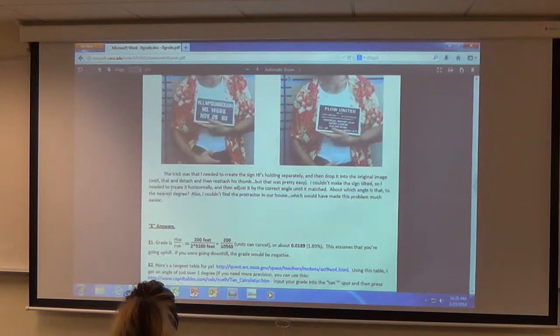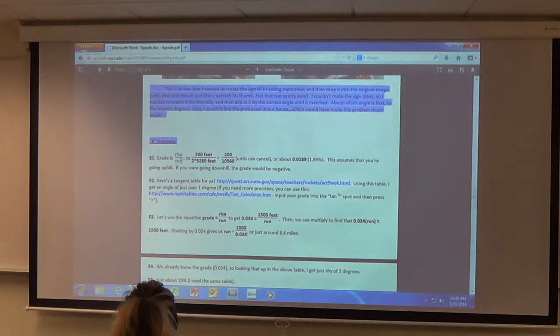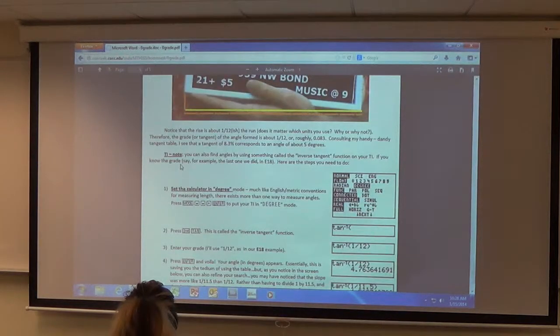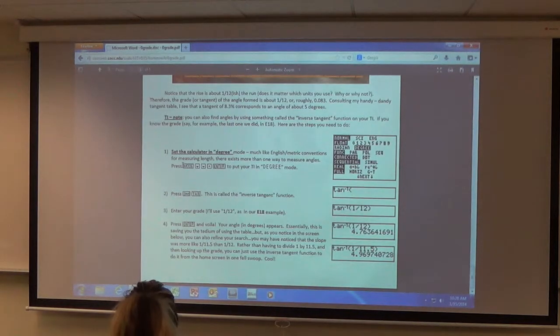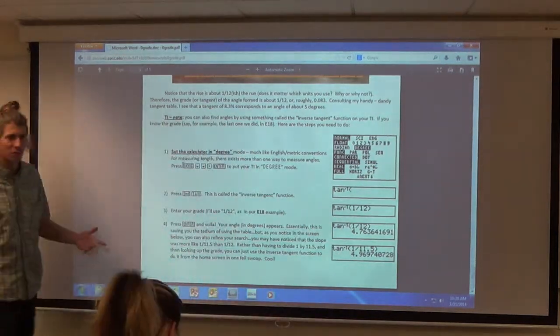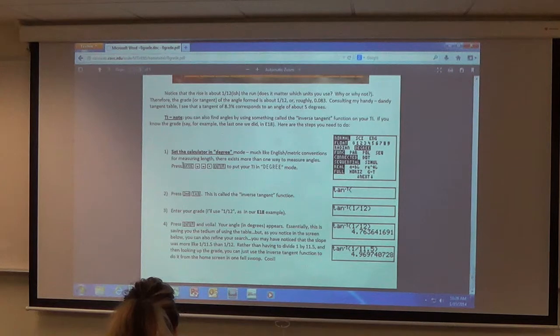So anyway, go down far enough, and look, there's your answers. Some of them are pretty, you know, excessive. That's how to use your TI to do angle approximation. If your grade is 1/12, the angle's 4.97, almost 5 degrees. So all kinds of things like that.